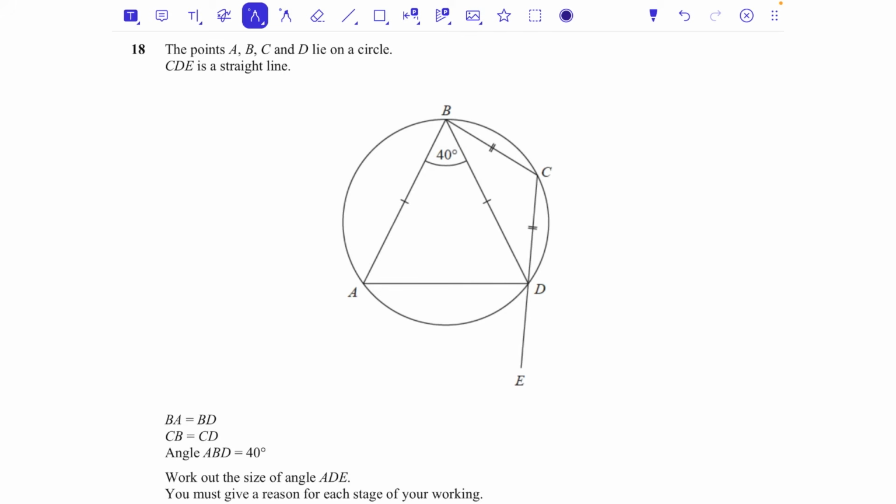Work out the size of angle ADE. You must give reasons for your answer. So I'm going to go ahead and put an X here. That's what we're trying to work out. Okay, so first things first, we've got an isosceles triangle.